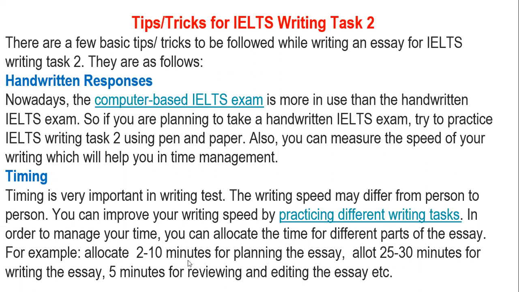Then timing. Timing is very important in writing tests. The writing speed may differ from person to person. You can improve your writing speed by practicing different writing tasks. In order to manage your time, you can allocate the time for different parts of the essay. For example, allocate 2 to 10 minutes for planning the essay, allot 25 to 30 minutes for writing the essay, 5 minutes for reviewing and editing the essay.